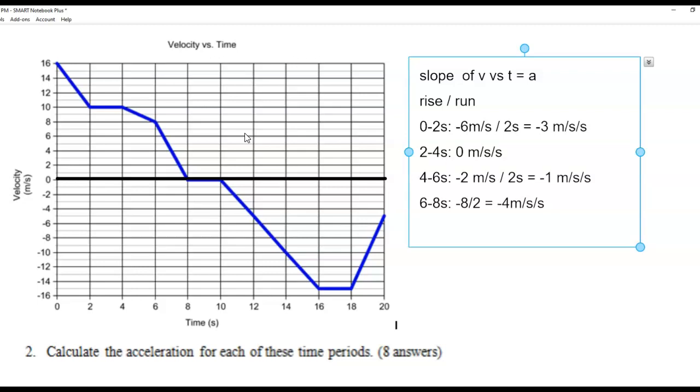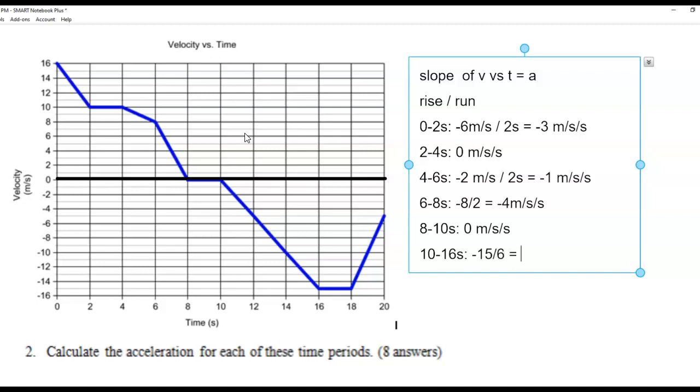8 to 10 is another 0 section. 10 to, it looks like 16 is the next one. Got to be careful reading this one because it's like halfway between negative 14 and negative 16 meters per second, so that's a negative 15. And we're dividing that by 6, so that's a little bit weirder, but it just gets you negative 2.5 meters per second. Again, if you look at these, all these lines so far have been either negative slopes or horizontal slopes. We're getting to a section where we will have one positive on this graph.